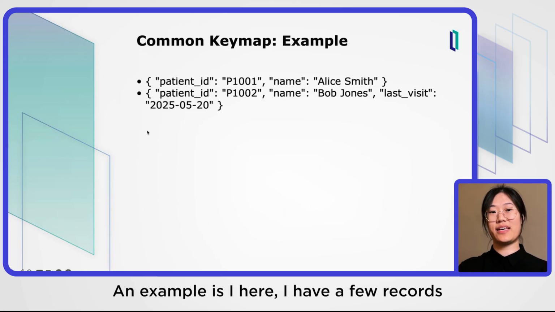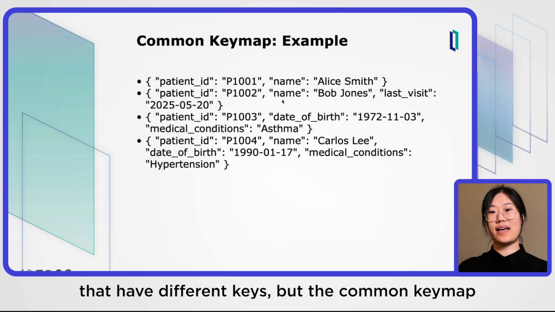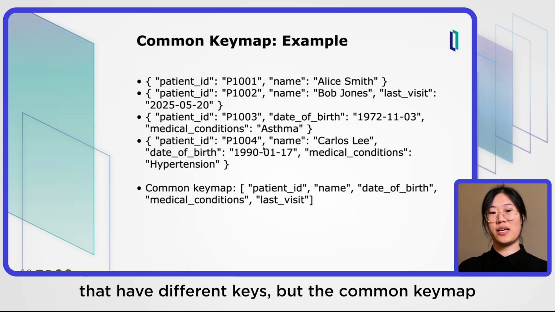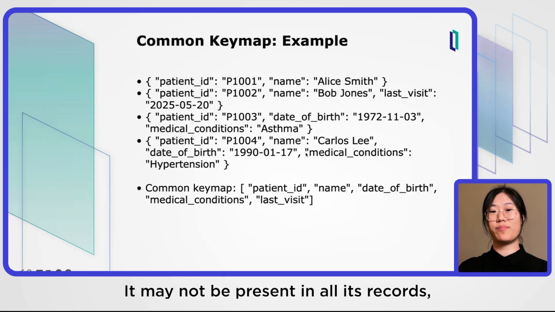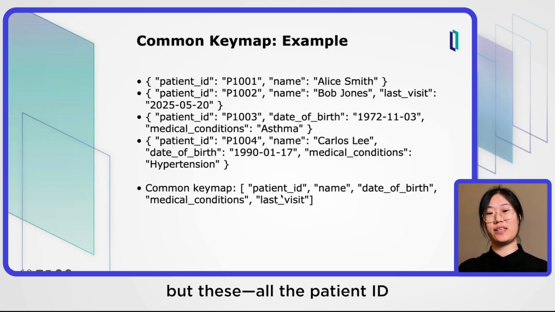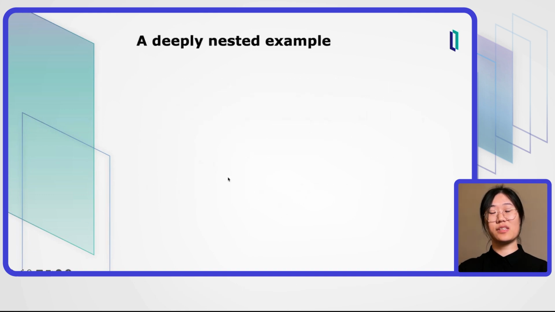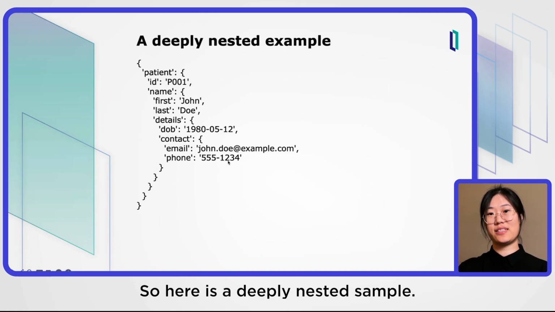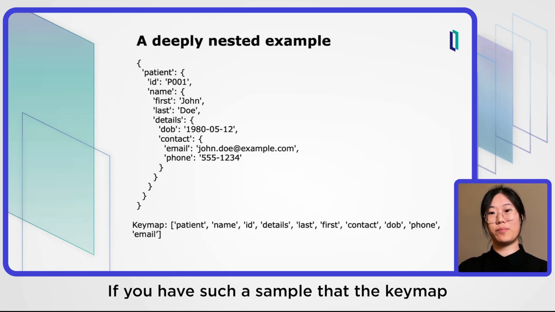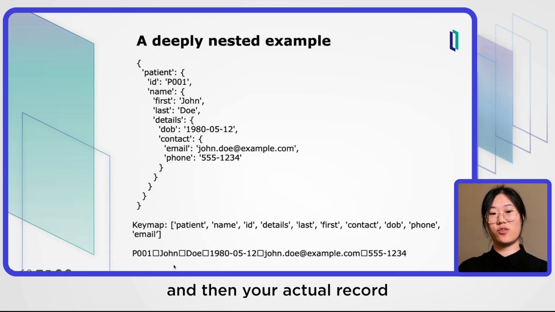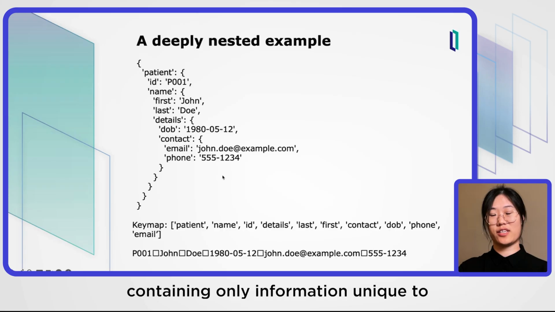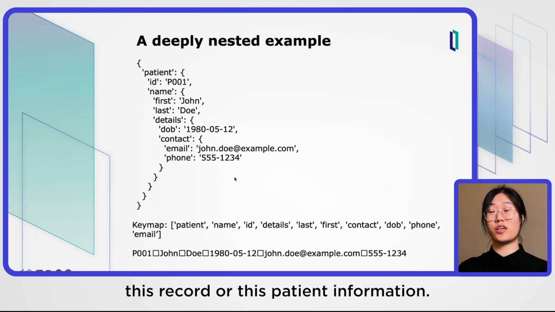An example is I have a few records that have different keys, but the common key map will have the ID, name, date of birth, medical, and last visit. It may not be present in all of the records, but all the patient ID will be stored in location 1. So here is a deeply nested sample. If you have such a sample, the key map will extract all the fields, and then your actual record will be more compact, containing only information unique to this record or this patient ID information.